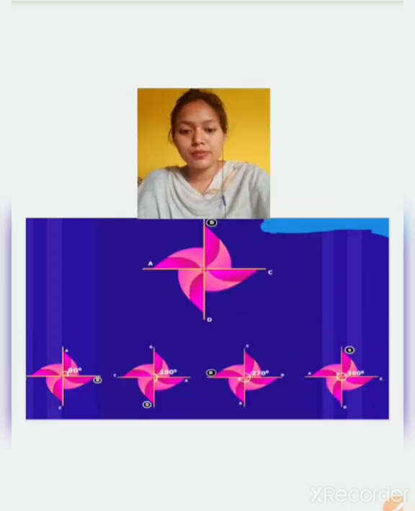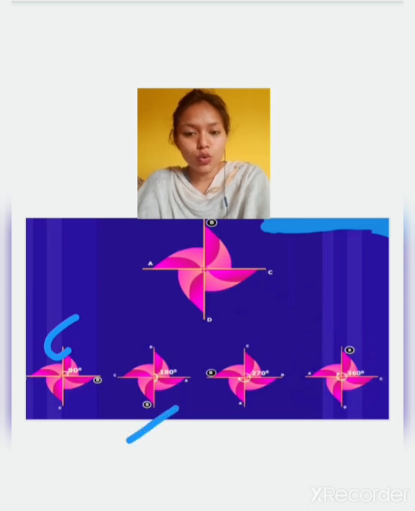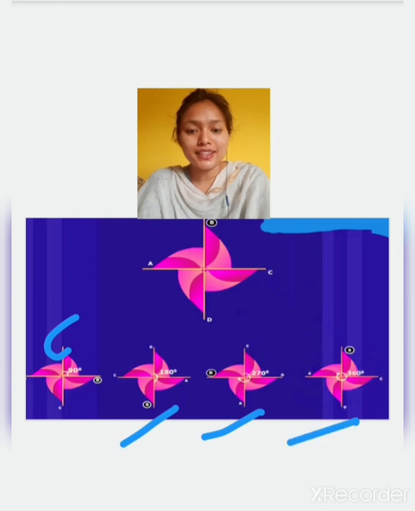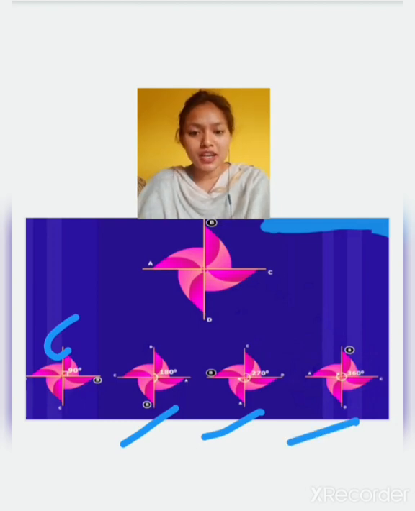In these diagrams also, you can see this windmill is showing all the rotational symmetry. This is 90-degree rotation, this is 180-degree rotation, this is 270-degree rotation, and this is again 360-degree rotation. And you can see all the images are same, all the windmills are looking same. So this windmill is showing the rotational symmetry, but it will not show any line symmetry.